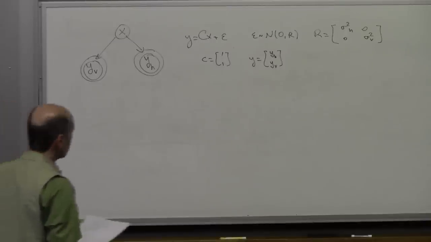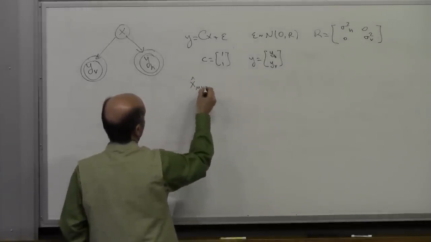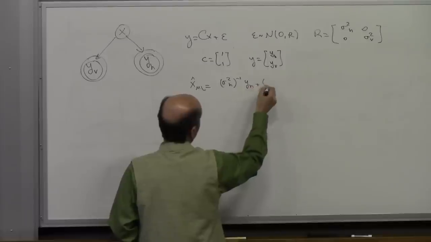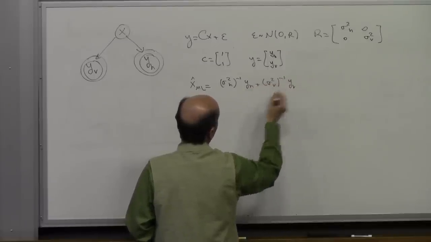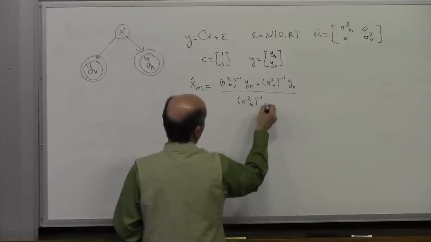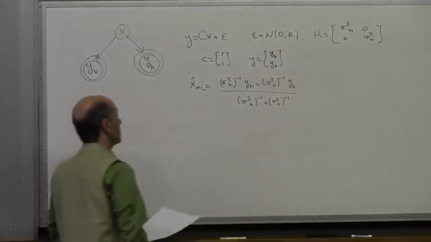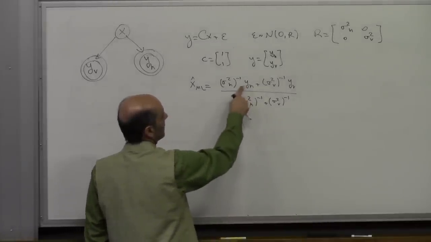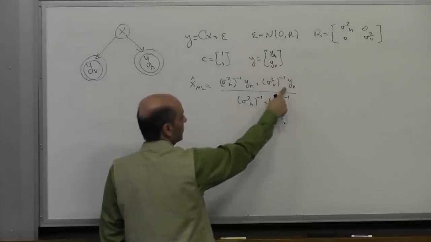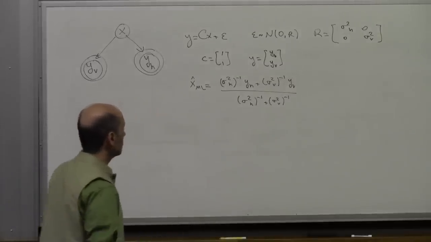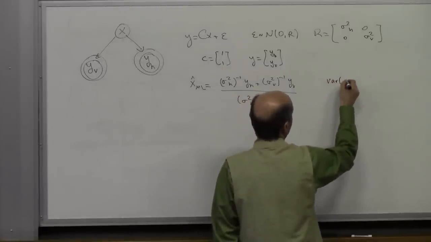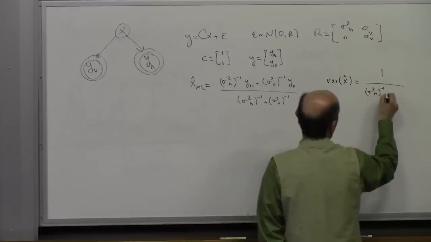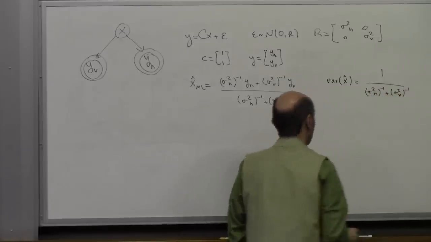So if I do the maximum likelihood estimate, what I will end up with is the following. Sigma squared h to the minus 1 times yh plus sigma squared v to the minus 1 times yv, divided by sigma squared h to the minus 1 plus sigma squared v to the minus 1. So that's my normalized relationship. This is my best estimate of where I am, where I take my measurement from my haptics, I weigh it by the inverse of the noise, I take my measurement in vision, I weigh it by the inverse of the noise, and I normalize it by the sum of those inverses. And my variance, my uncertainty about x, is going to be 1 over the denominator of that function.